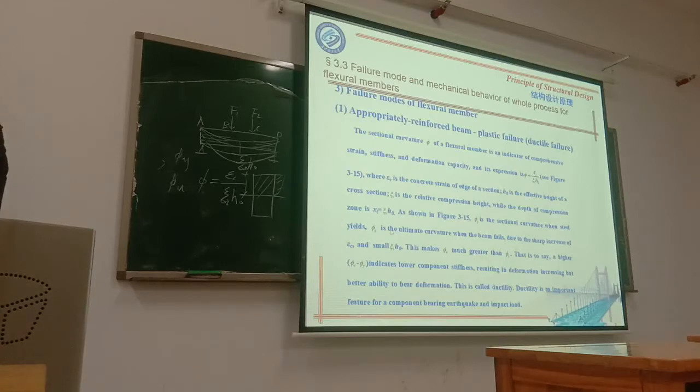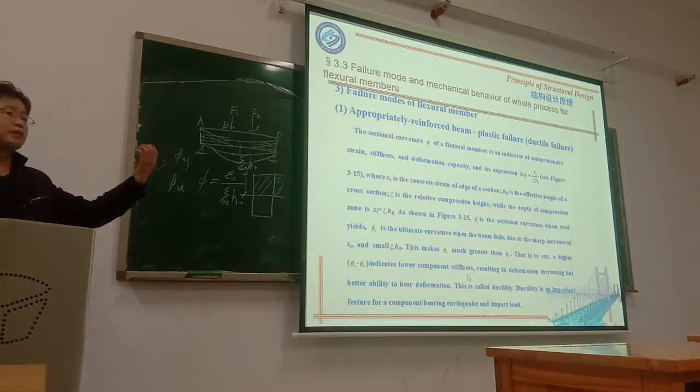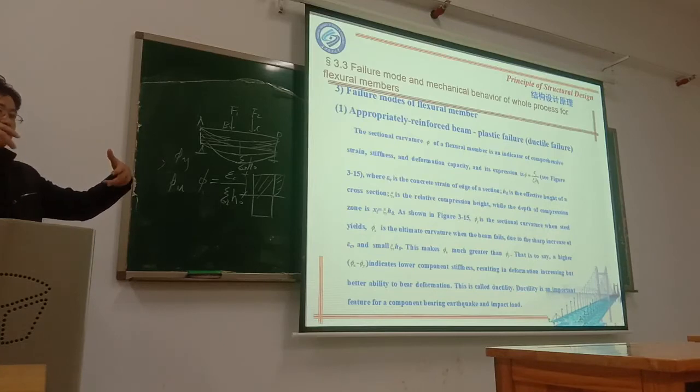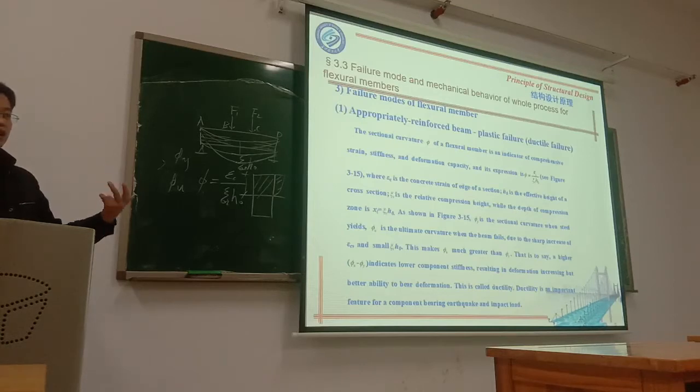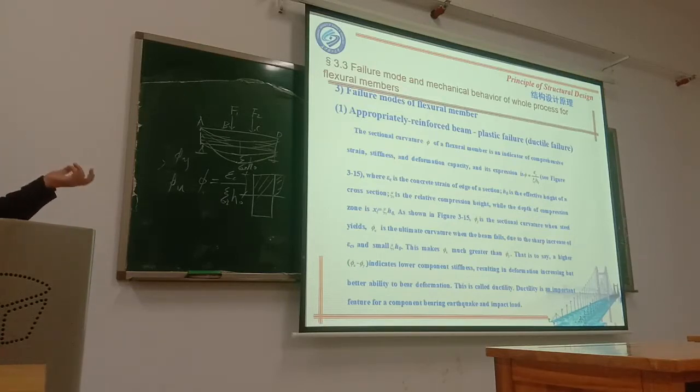So, another point. For this value, phi u minus phi y indicates lower component stiffness, because that means this beam is easy to deform. But that also indicates this beam has a very good capacity for deformation. So that beam will work in this ductility. This is called ductility.